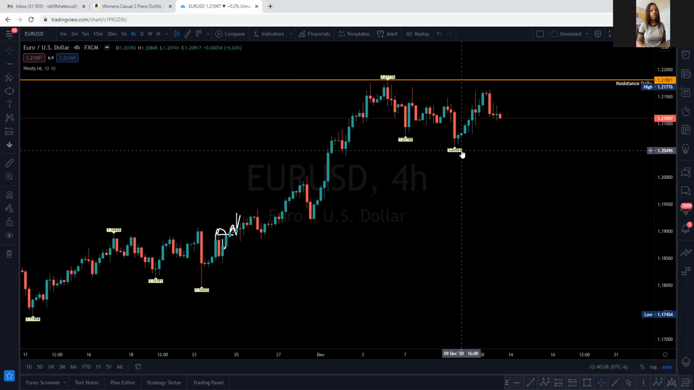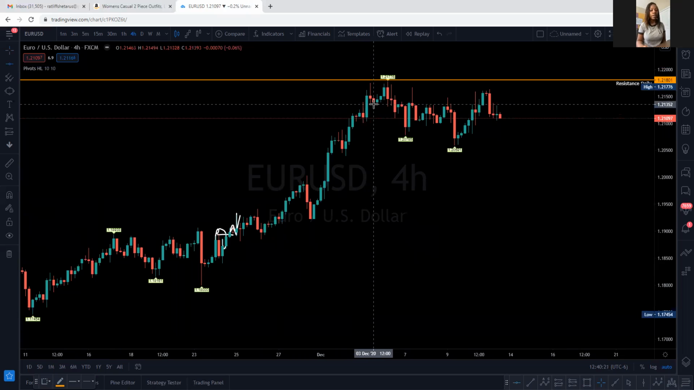So what am I going to do again? I'm going to go over here to the left, and I'm going to grab my horizontal line. I'm going to click it right here, which is Alt H if you want to do it on your computer keyboard. All right, go here and click.